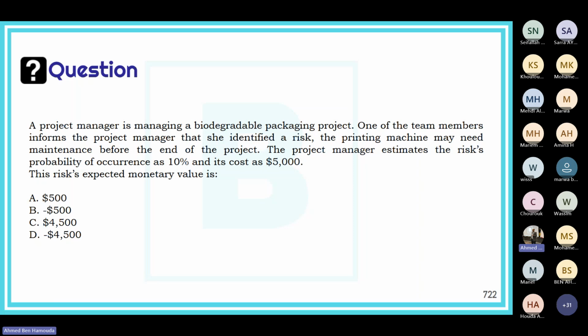Now, are we talking about a positive risk or a negative risk? Definitely, since this is going to cost maintenance, then we're talking about a negative risk. So that's like minus 5,000, 10% probability, then that's minus 500. So the right answer is B, minus 500.